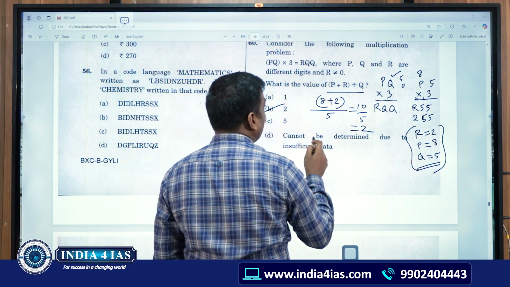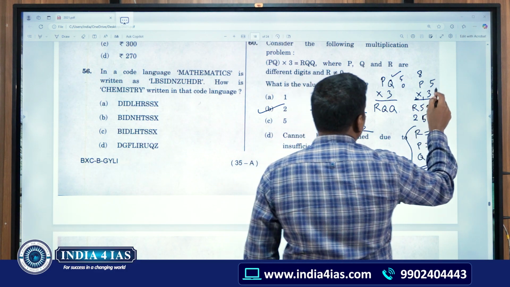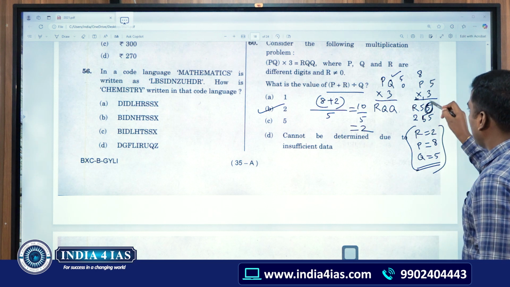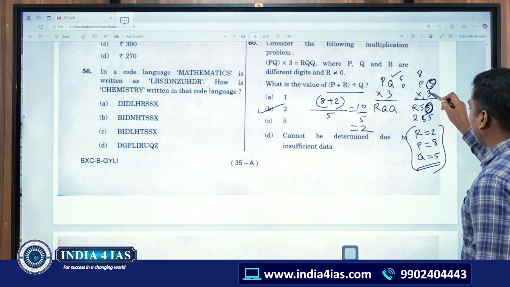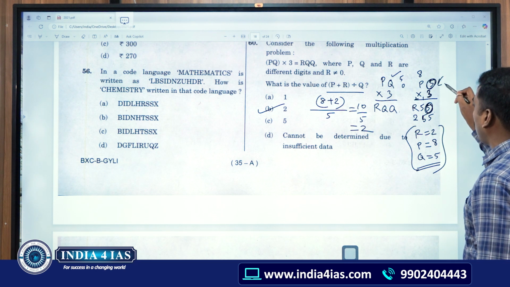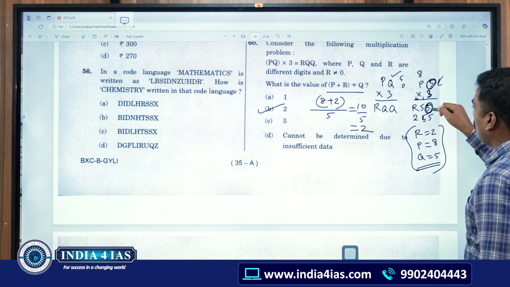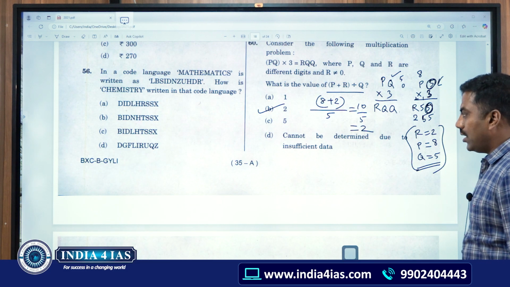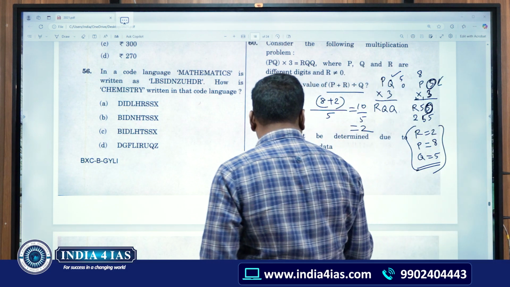Simple problem, but the only clue here is that when you want this last number again here, when you are multiplying by 3, it is only 5 or 0. But if you put 0, this entire thing gets spoiled. Okay, so that is why we have to put 5 there.